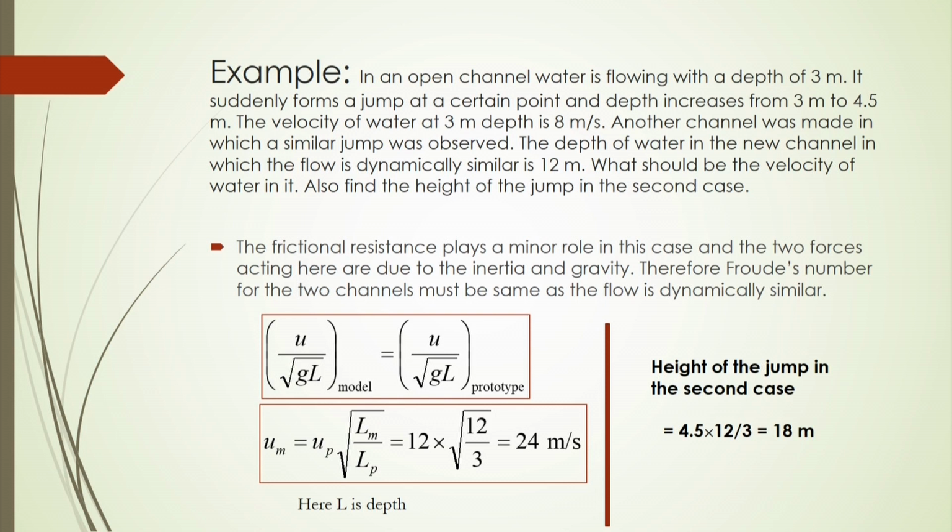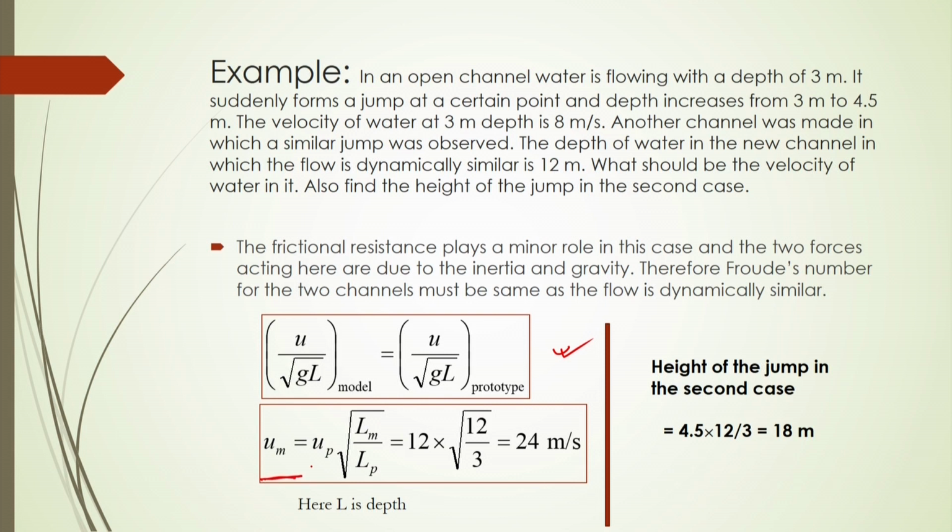So, in this case you have to analyze the frictional resistance. The frictional resistance plays a minor role here, and the two forces acting, inertia and gravity, are the major forces. Also, the Froude number for the two channels must be the same for dynamic similarity. So, we can have the relationship u by root over g L for the model equal to u by root over g L for the prototype, based on this similarity.